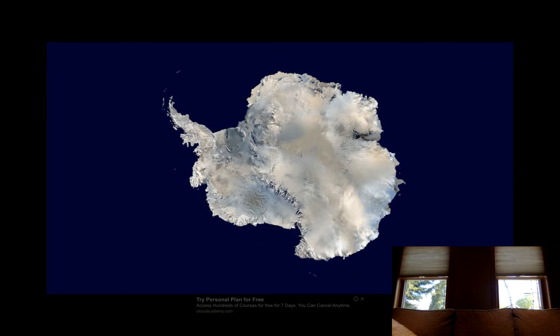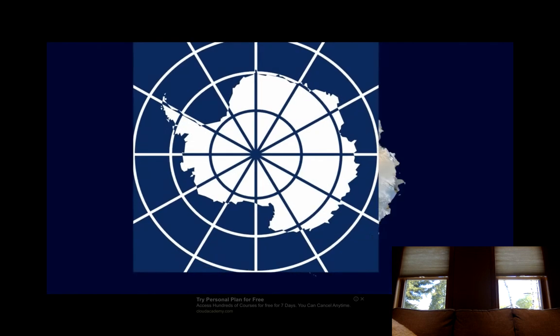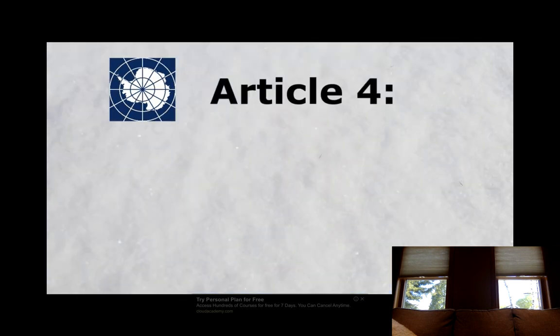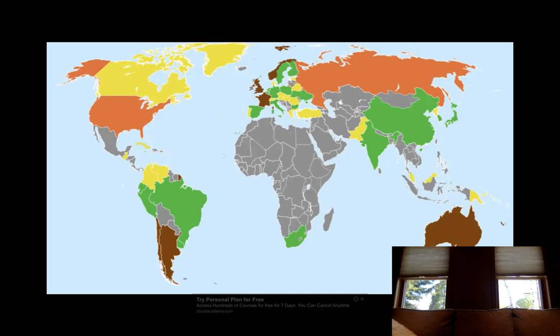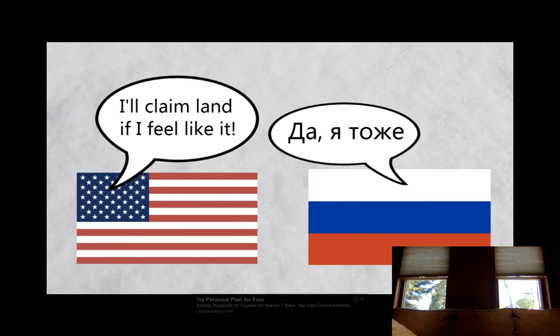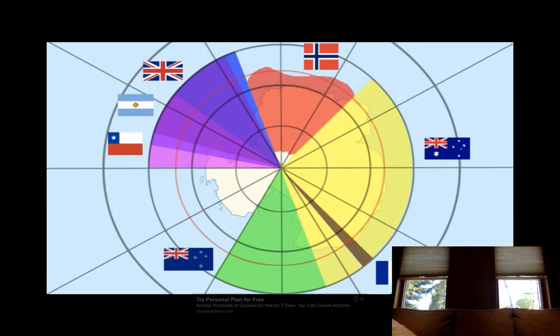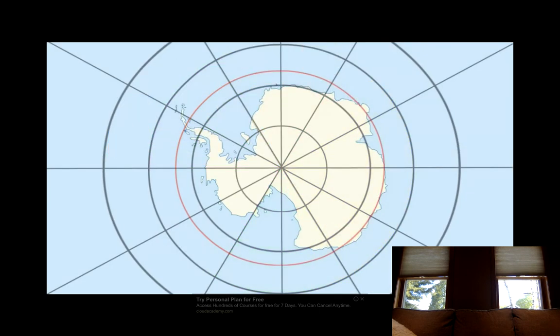The reason no one has claimed it is because of the Antarctica Treaty. Article 4 of said treaty states that the treaty does not recognise, dispute, nor establish territorial sovereignty claims. No new claims shall be asserted while the treaty is in force. The treaty is signed by 50 countries, including all countries that have claims of land on the continent, although Russia and the United States have reserved the right to claim land. This means that any new claims made on the continent will be unrecognised, and basically that all current claimants have no official sovereignty over their claimed land.